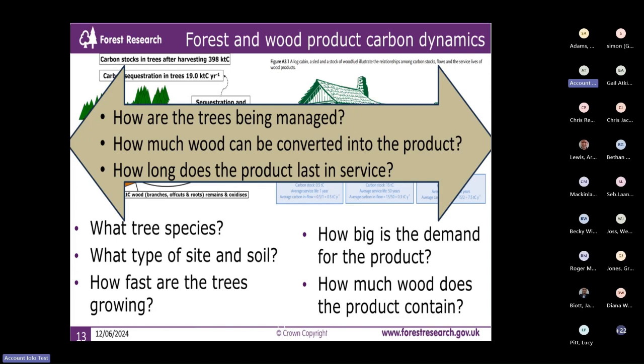The link between the two is how are the trees being managed to produce that carbon and how much wood can be converted into the product. And then how long does the product last in service? Because if the product lasts in service a long time, then you can keep carbon in the forest rather than felling the carbon and transferring it to the wood product. So that's where the link is between what happens in the forest and what happens in the wood products.